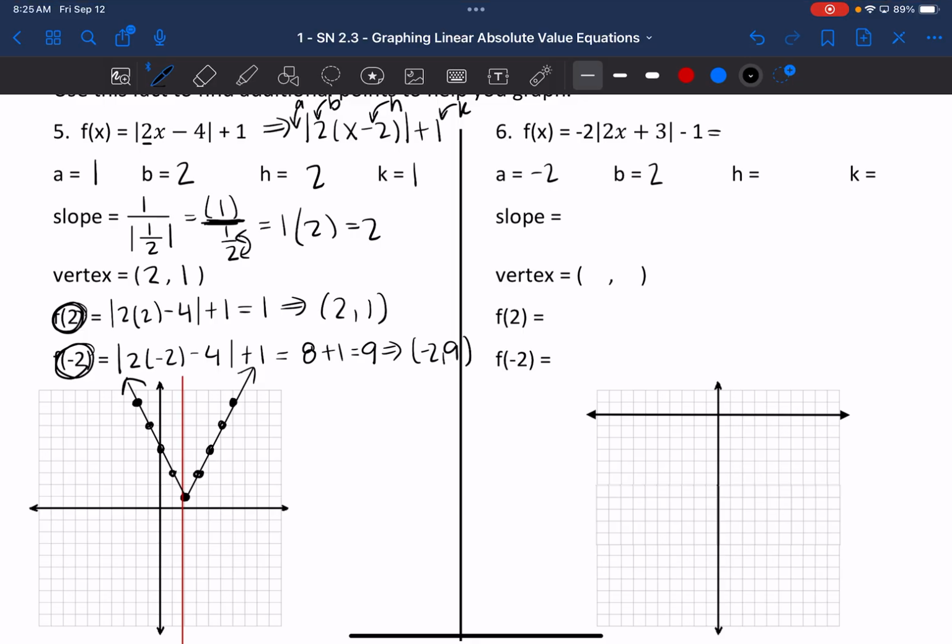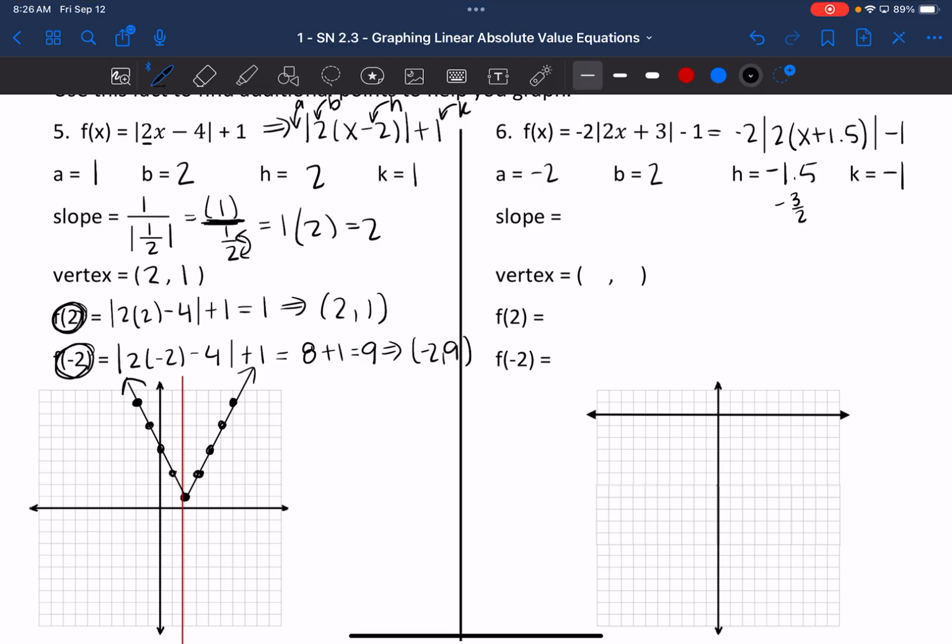So this is going to be equivalent to negative 2 times the absolute value of 2 parentheses x, 1.5, or 3 over 2, whichever way you want to think of that. Close that absolute value. We got that minus 1 on the end, right? All right, so what is our value for H then? Negative 1.5. Or negative 3/2, again, whichever way you thought about it. And what's our K? Negative 1. Nice.